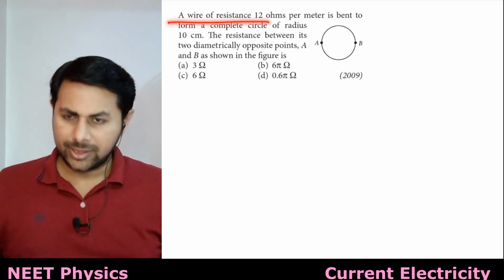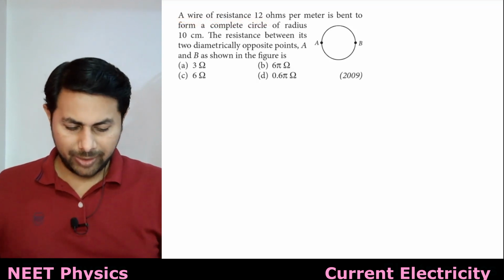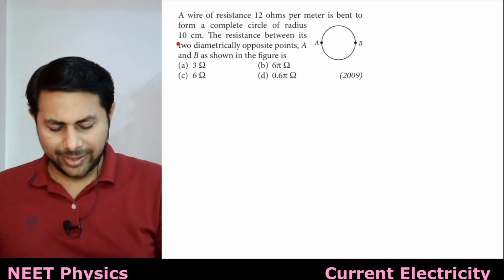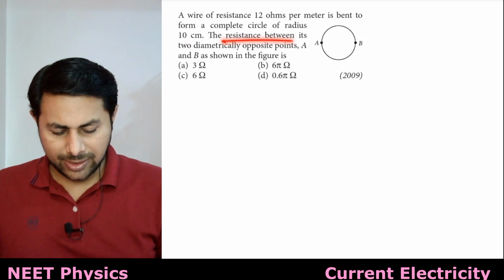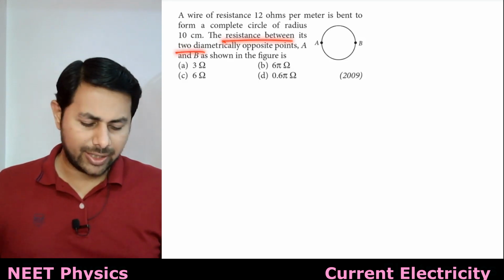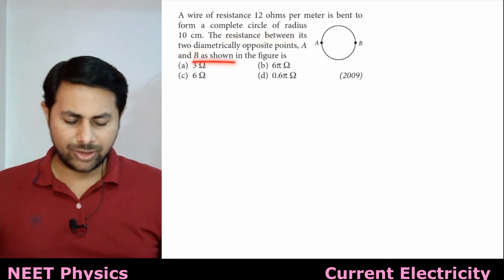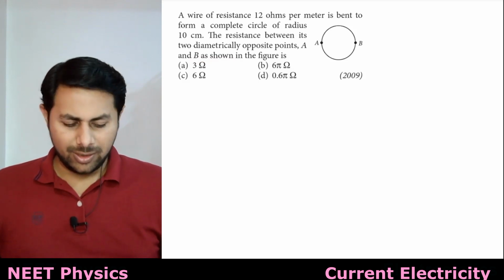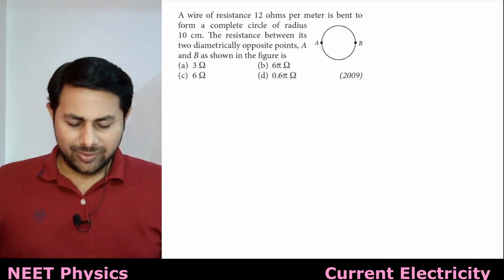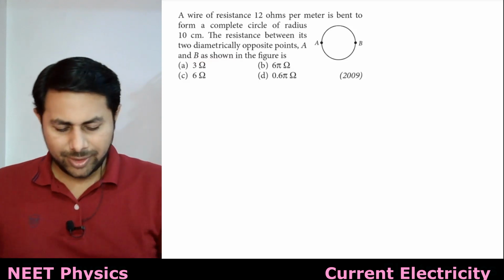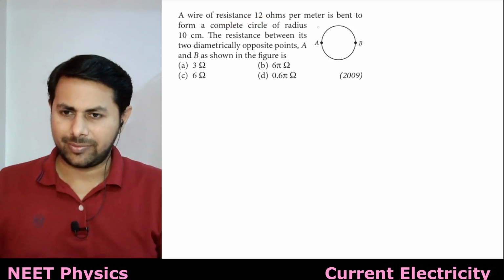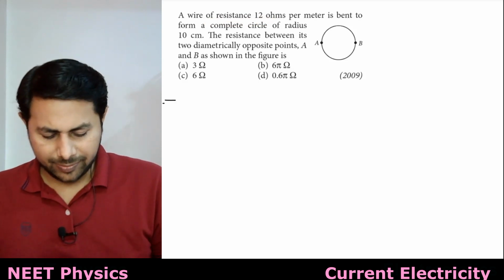A wire of resistance 12 ohm per meter is bent to form a complete circle of radius 10 centimeters. The resistance between its two diametrically opposite points A and B as shown in the figure is. Tell me. There is a wire whose resistance is 12 ohms per meter. Okay, so what's given here?